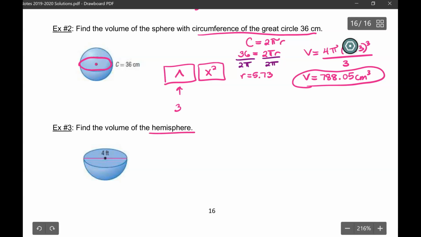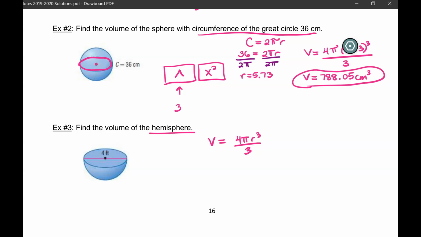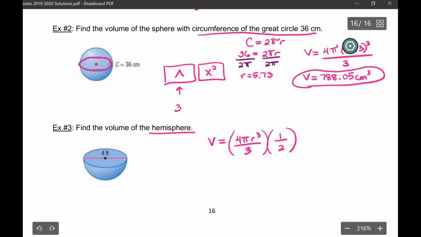All right, last example, we have a hemisphere. Now, hemisphere is half of a sphere, and with volume, so volume of a sphere is 4 pi r cubed divided by 3. And if it's a hemisphere, we're basically just taking half of that. So if I take half of that, notice 2 will go into 4 2 times. So I get 2 pi r cubed over 3. This will be the volume for any hemisphere.